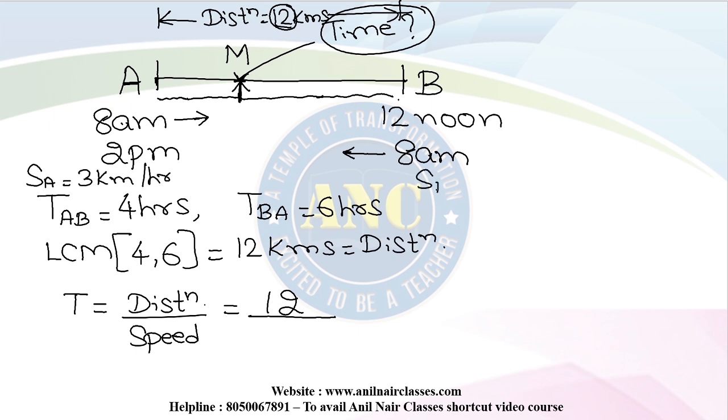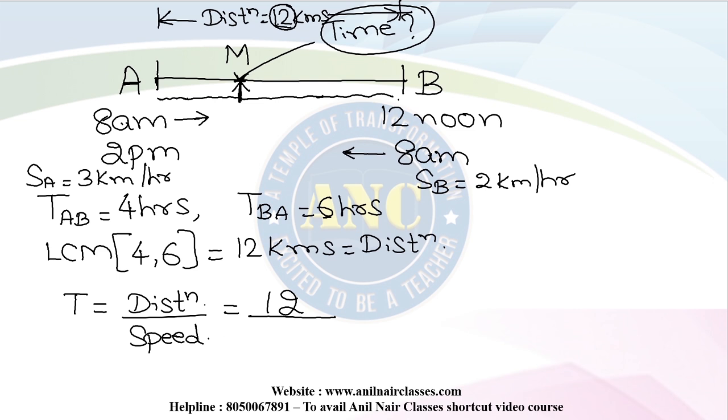Speed of the second train B is distance by time. Distance is 12 and time is nothing but 6 hours. 12 by 6 is 2 kilometers per hour. So the first train is actually traveling at 3 kilometers per hour, and the second train is traveling at 2 kilometers per hour.